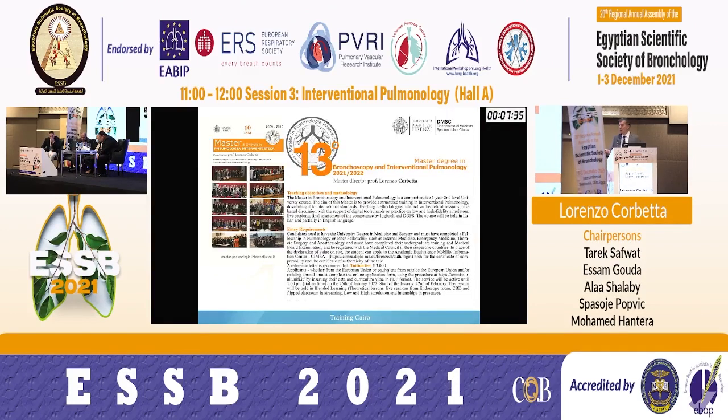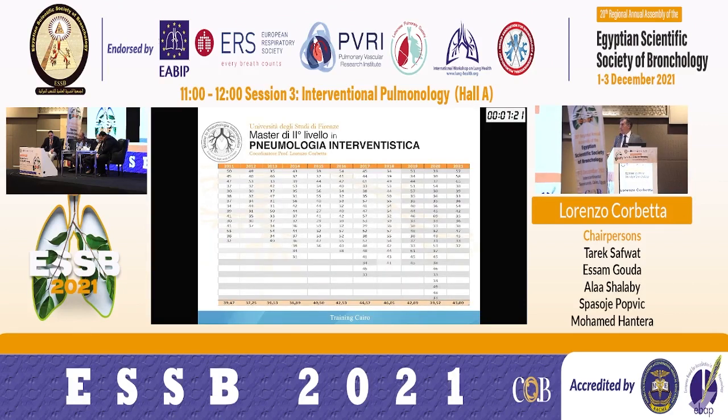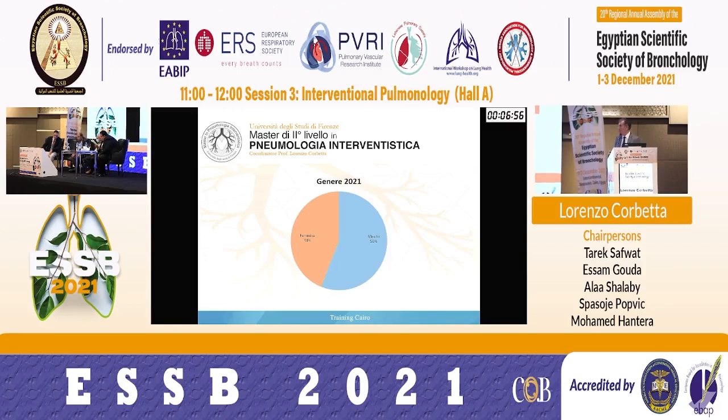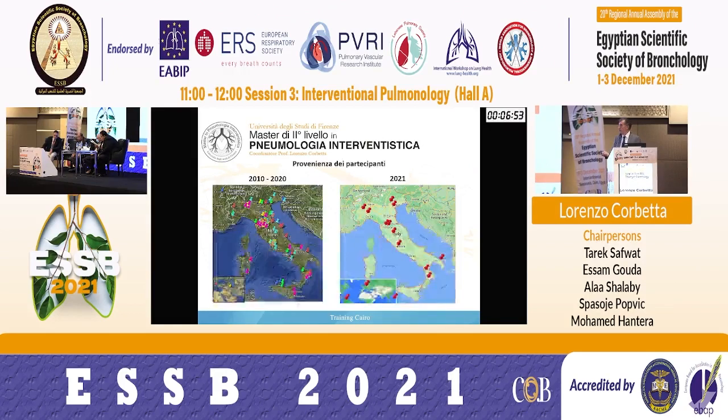In Italy, we are at the 13th edition of a structured, one-year training. We improved year by year the number of participants and the age. You can see here the average is 40 years old, and the number of applicants, the participants, increased until the COVID, and then last year reduced. I hope in the future to get back to this number, and maybe female and male the same, from all Italy, but also from many foreign countries.